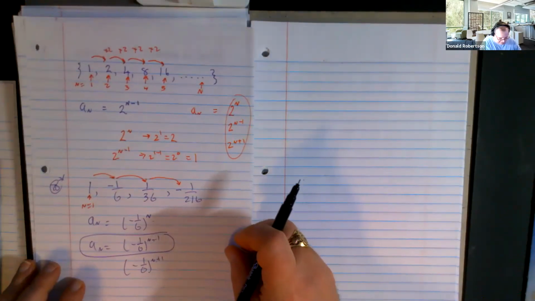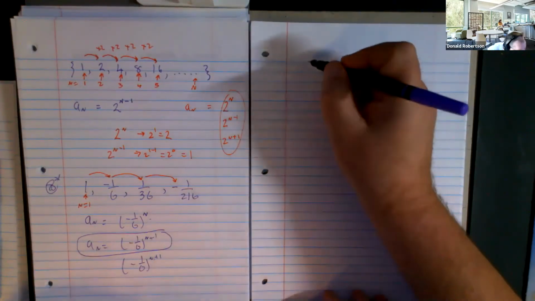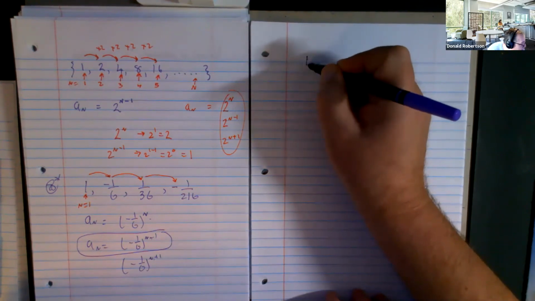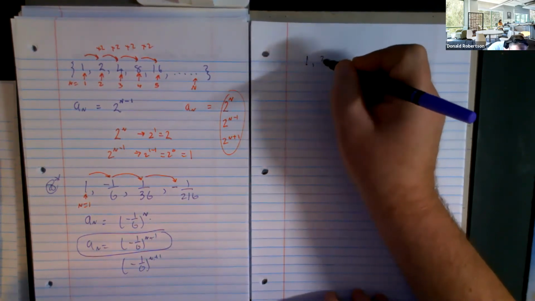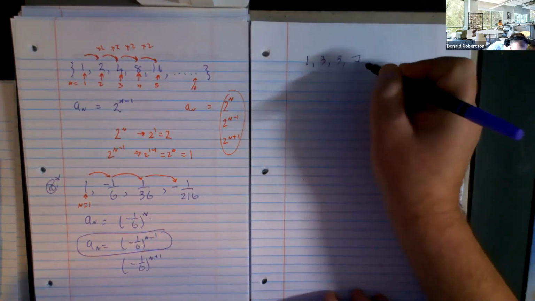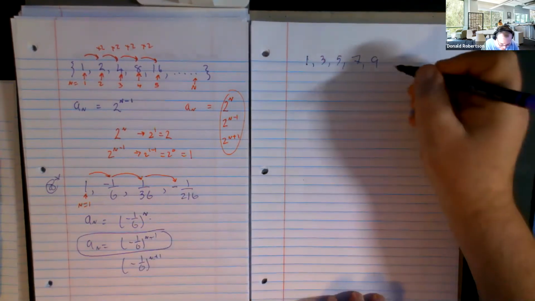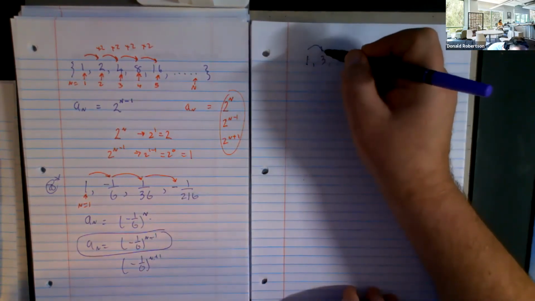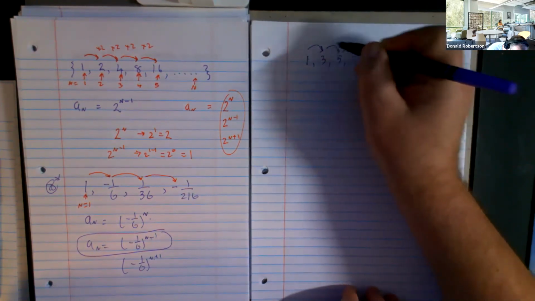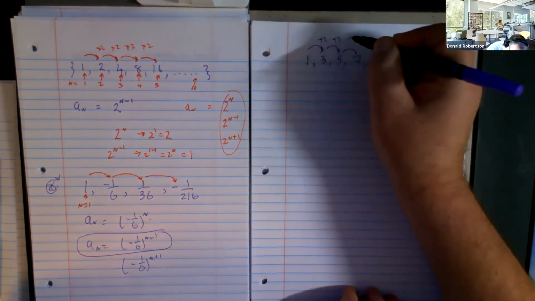Try this fella. They like ones. 1, 3, 5, 7, 9. You're not multiplying this time. Do you notice that to get from one number to the next, aren't you adding 2 each time?